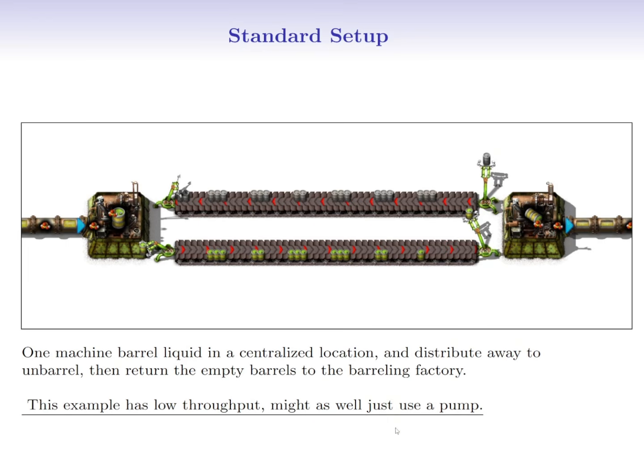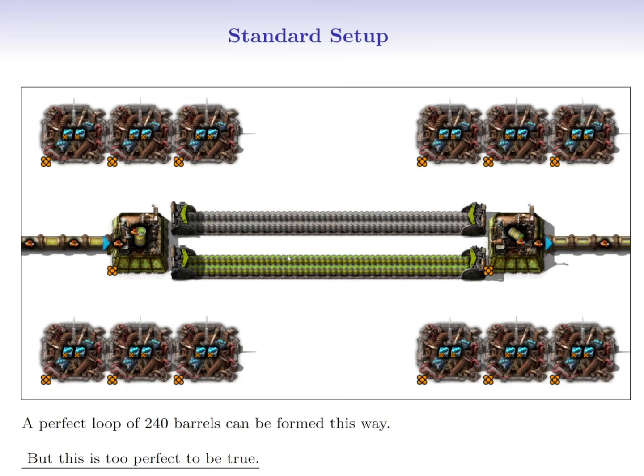Let's look at a better scenario. Say when you are making a metabase, you might see this. Now you have a factory that can make 240 barrels per second, and you send them through a green belt to a different factory that consumes a lot of barrels and send them back. And if you continue, this would just be a perfect loop that goes forever.